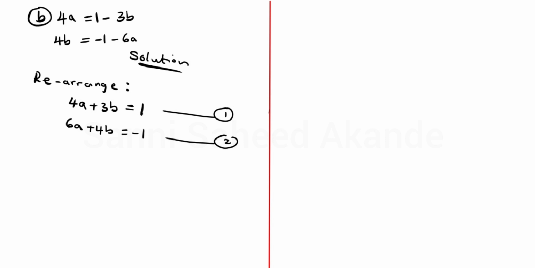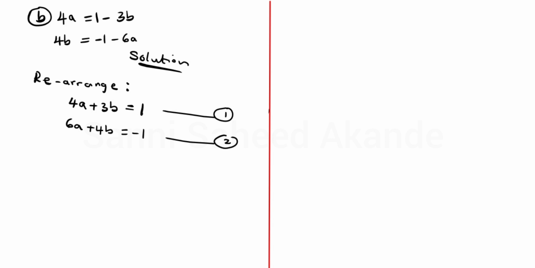So now looking at the variables that we have, a and b, none of them has the same coefficient. So my first work here is to make the variable I want to eliminate have the same coefficient. So in this case, I would like to eliminate the variable b, so that I can find the value of a first of all. And for me to eliminate this b, the coefficient of b in equation 1 must be equal to the coefficient of b in equation 2.